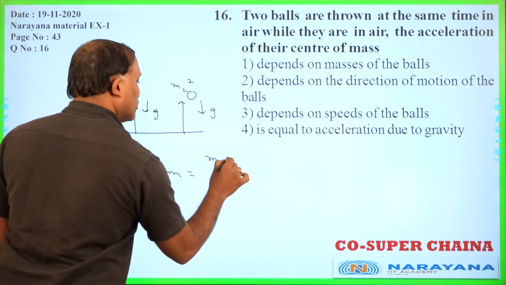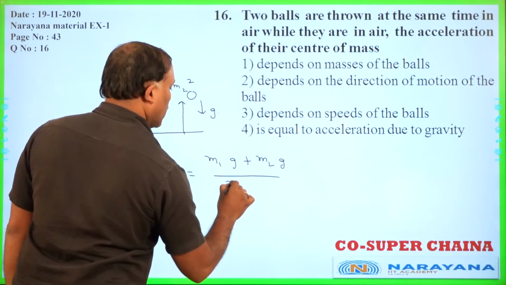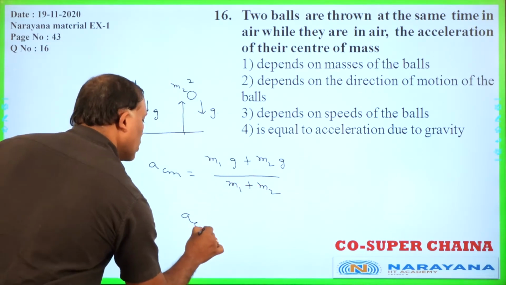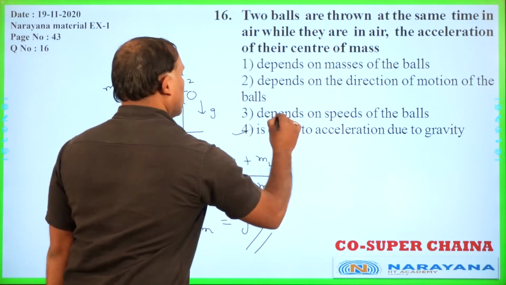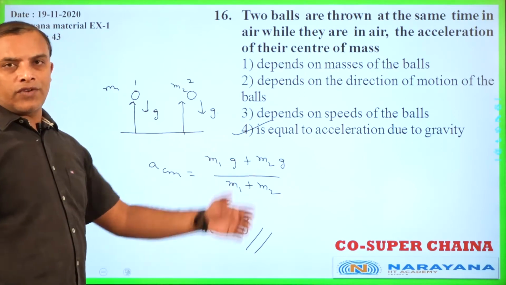So, (m1 g downward + m2 g downward) by (m1 + m2). Taking gravity common, the acceleration of the center of mass is equal to the acceleration due to gravity. So, like this we can solve this question.